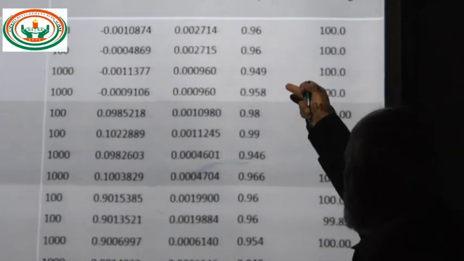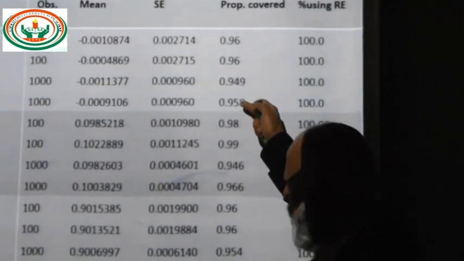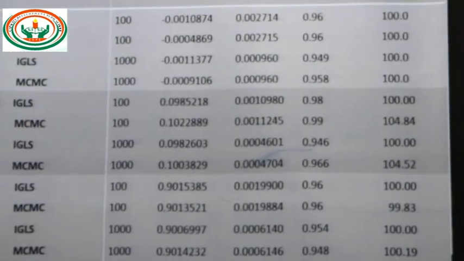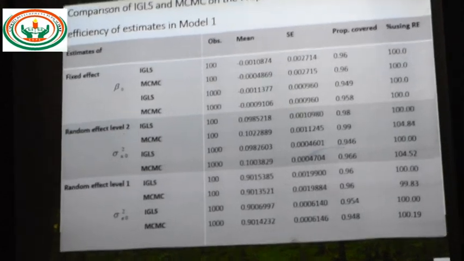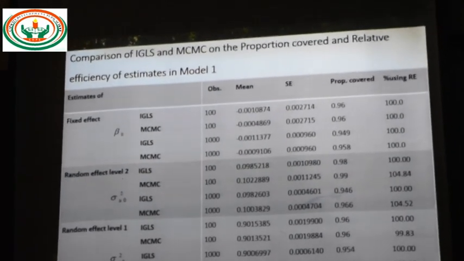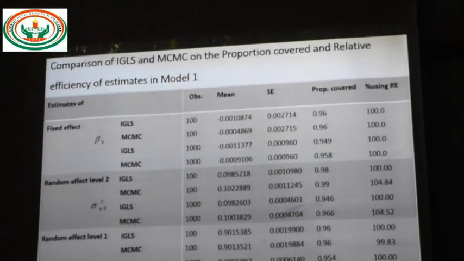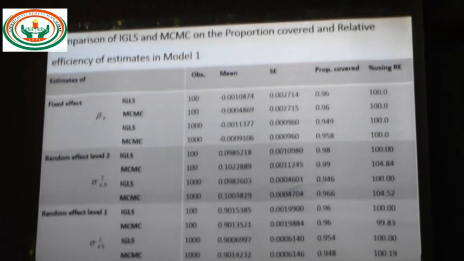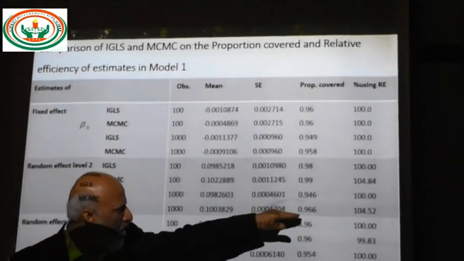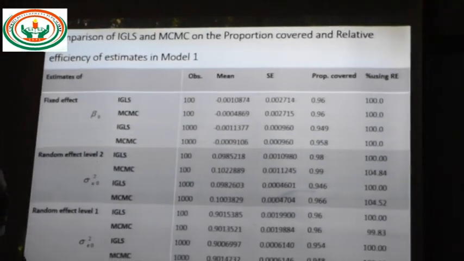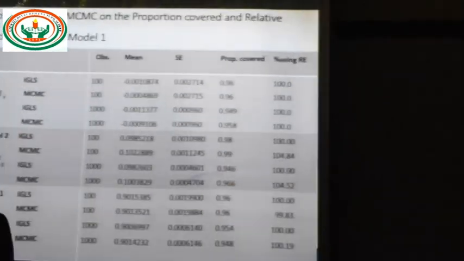On proportion covered, we can see that on most of the occasions, MCMC is better as compared to IGLS in the proportion covered. Of course, it is mostly IGLS which is considered better on the unbiasedness criteria and on the relative efficiency. And number two, which is the random effect level. So in random effect, the proportion covered is fractionally higher here, and fractionally higher here on MCMC, but we are losing on the percentage relative frequency.